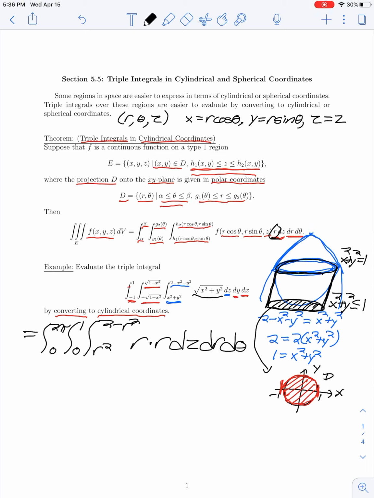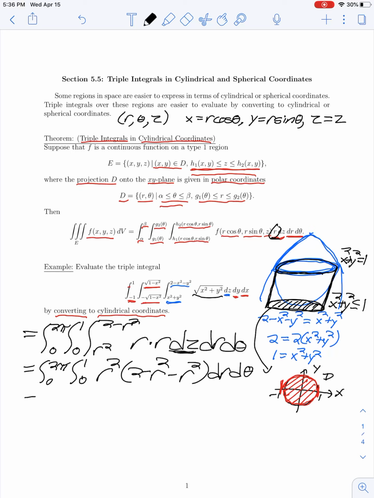So here our inner function is r squared. We're integrating with respect to z, so it's a constant. So let's see what we have here. We have our outer integral from 0 to 2 pi, and then from 0 to 1. We had an r squared times the antiderivative with respect to z, which would give us z. So when we evaluate at the upper limit, we have 2 minus r squared, and then we subtract what we get when we plug in the lower limit for z, which would be r squared. And then integrating with respect to r and theta.